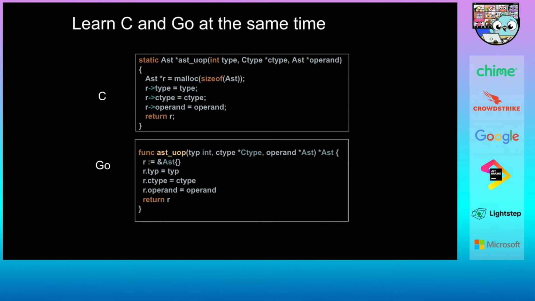Another example is memory management. A malloc call in C language can be translated into an ampersand followed by a struct literal in Go language. This way I learned how Go language interacts with memory by this comparison.